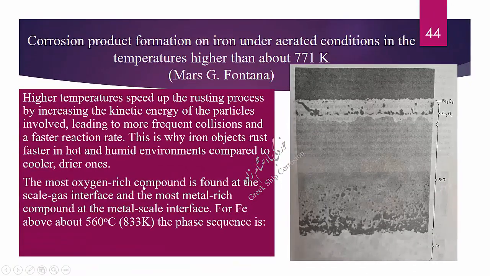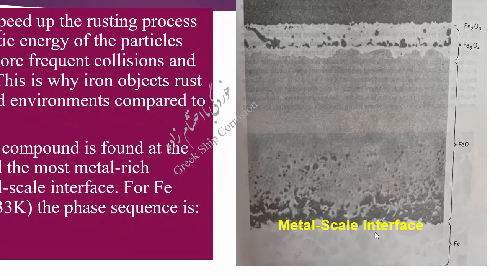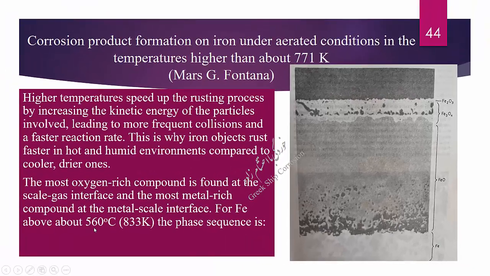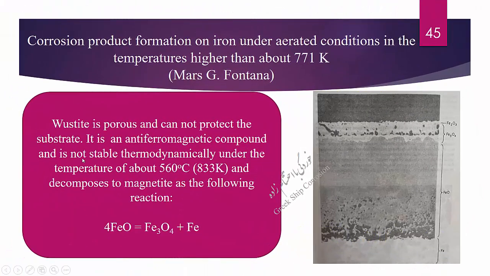The most oxygen-rich compound is found at the scale-gas interface, and the most metal-rich compound at the metal-scale interface. Here is metal-scale interface, and here is the scale-gas interface. For Fe above about 560 Celsius or 833 Kelvin, the phase sequence is Fe, FeO, Fe3O4, Fe2O3, O2. Wustite is porous and cannot protect the substrate.